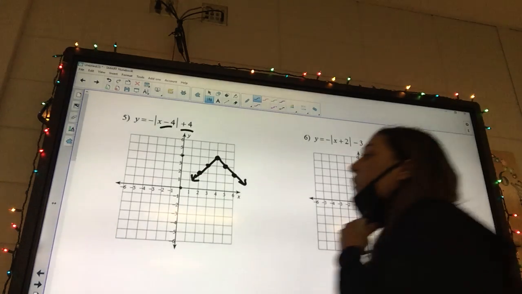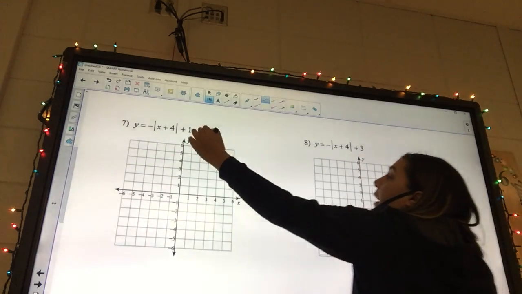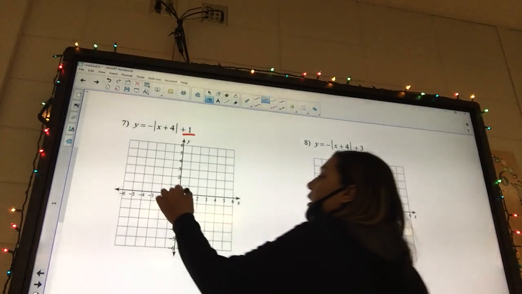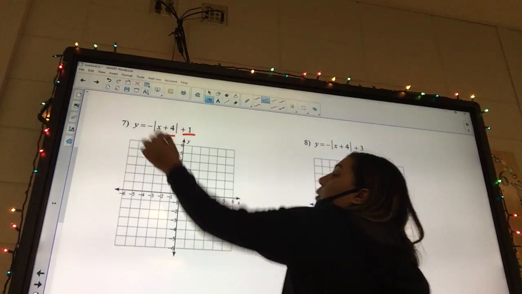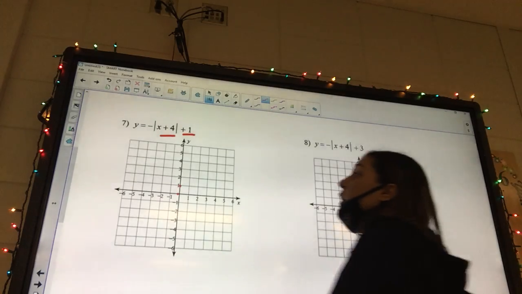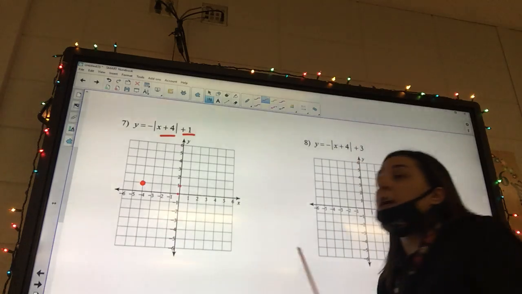Okay, look at 7. I got a plus 1 on the outside. What does the outside do? Up, down. It does an up, down. So we're going to go up 1 from 0. This plus 4 on the inside, so we're going to go towards the minus 4. Okay, so minus 4. And does the graph open up or down?